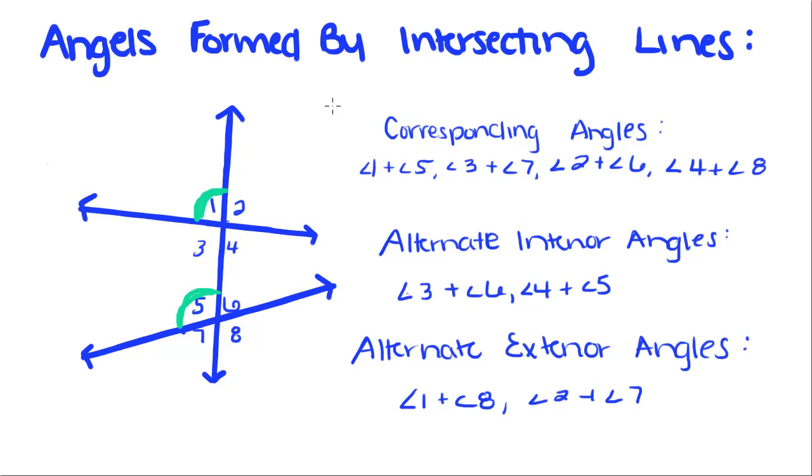The angle that corresponds to angle 2 is angle 6. So angle 1 and angle 5 are a pair. Angle 2 and angle 6 are a pair. Angle 3 and angle 7 are a pair. And angle 4 and angle 8 are a pair.